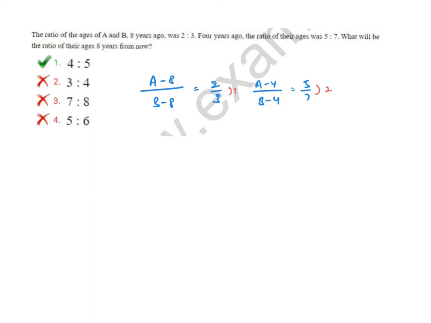Difference is 2, difference is 1. I am multiplying and dividing it by 2. So it becomes 4 by 6. This becomes 5 by 7. Now the difference is same. Now see, minus 8 years to minus 4 years. There are 4 years in between.